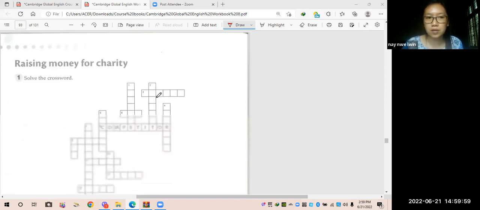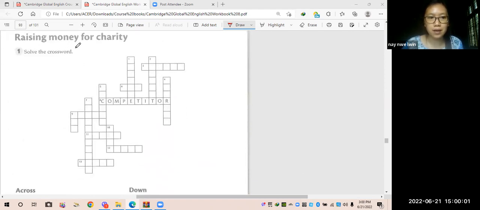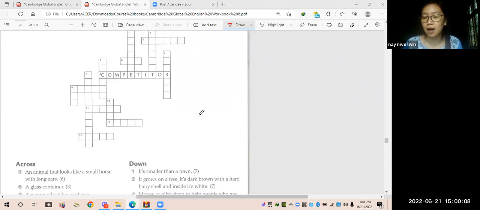Okay, so for the rest of you, you have to move to this one, raising money for charity. So again, there is a crossword. So there is a kind of vocabulary test. So while answering this one, don't look at the crossword again, okay?